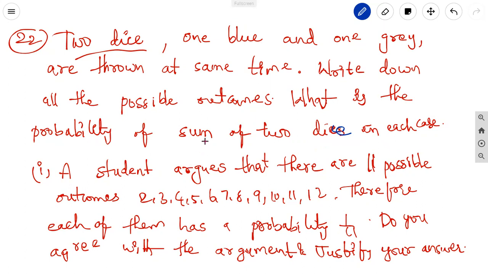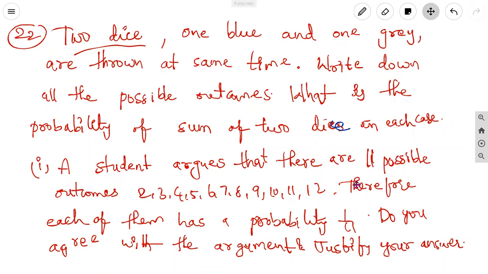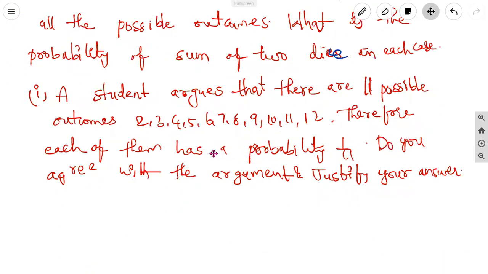In each case, sum of 2 dice means first write the possible outcomes. In that, the sum equals 1 comma 1. The possible outcomes sum will be from 2 to 12 only. So a student argues that all the possible outcomes are 2 to 12, therefore each of them has a probability 1 by 11. Do you agree with the argument? Justify your answer. First we can take the 2 dice.